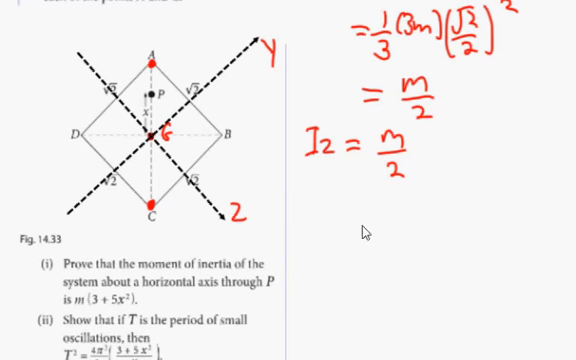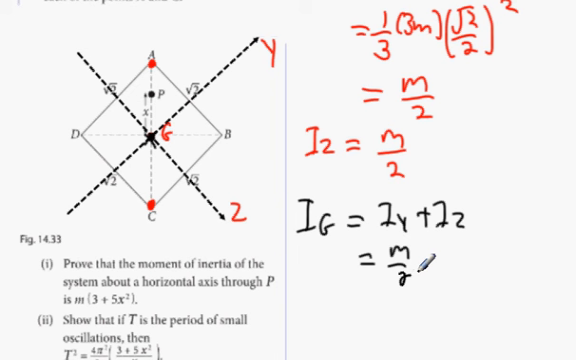So the perpendicular axis theorem: we write I G because it's going through the center. I G, which is an axis perpendicular to both of them, is I y plus I z, which is m over 2 plus m over 2, which is conveniently just equal to m. Now, we don't want it going through G, we want it going through P. P is the target.